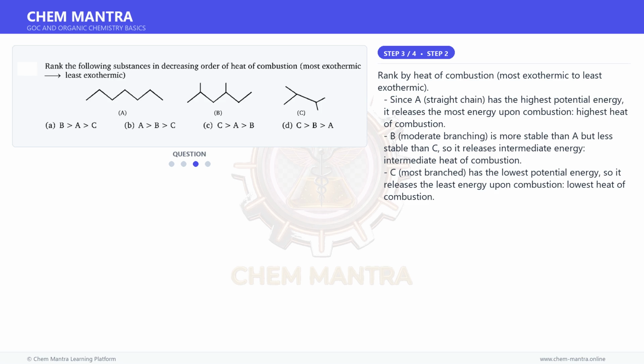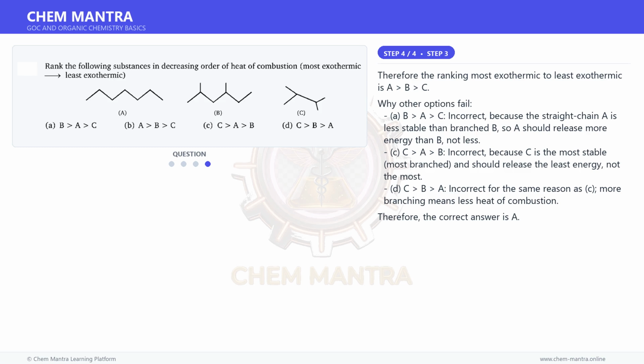Rank by heat of combustion, most exothermic to least exothermic. Since A, straight chain, has the highest potential energy, it releases the most energy upon combustion, highest heat of combustion. B, moderate branching, is more stable than A but less stable than C, so it releases intermediate energy, intermediate heat of combustion. C, most branched, has the lowest potential energy, so it releases the least energy upon combustion, lowest heat of combustion. And for the final step.